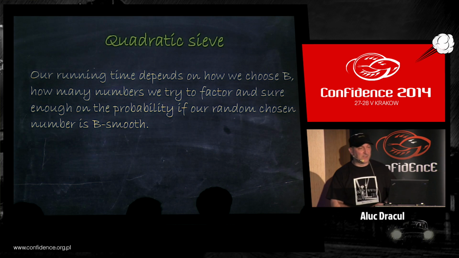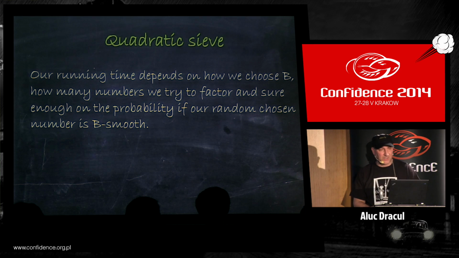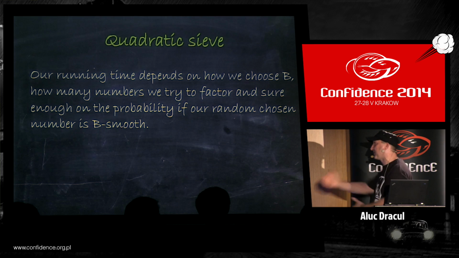Our running time depends on how we choose B. So how many numbers we try to factor, and, of course, on the probability that our randomly chosen number is B-smooth.